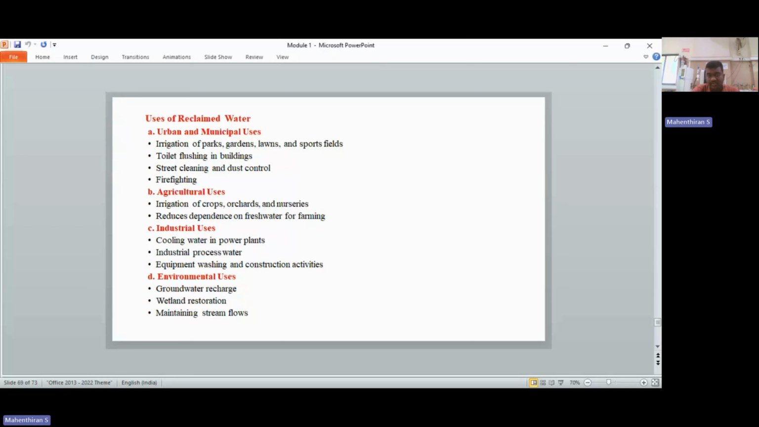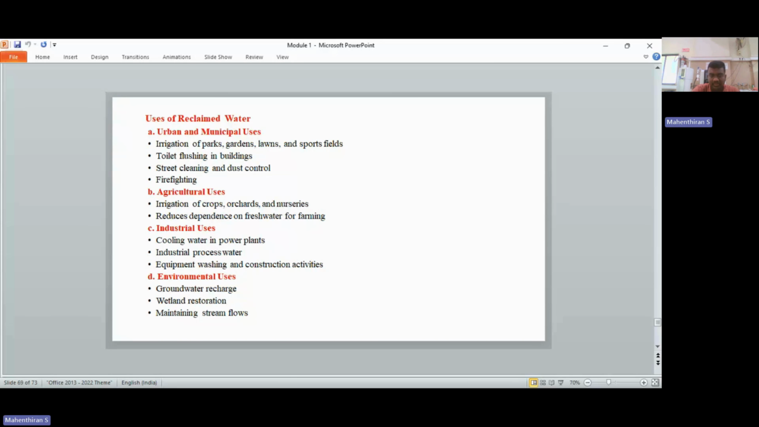In many rivers, excessive water withdrawals have reduced stream flows, especially during the dry season. Low flows harm the aquatic life and concentrate pollutants. Reclaimed water can be released into streams to maintain a minimum environmental flow, keeping the river healthy and supporting fish and other aquatic organisms.